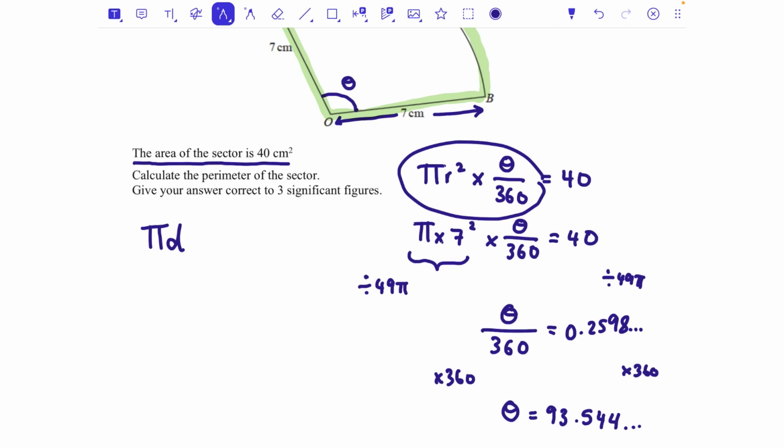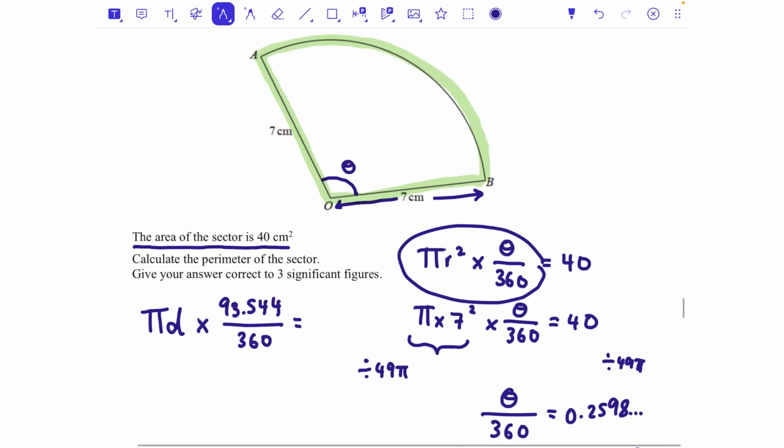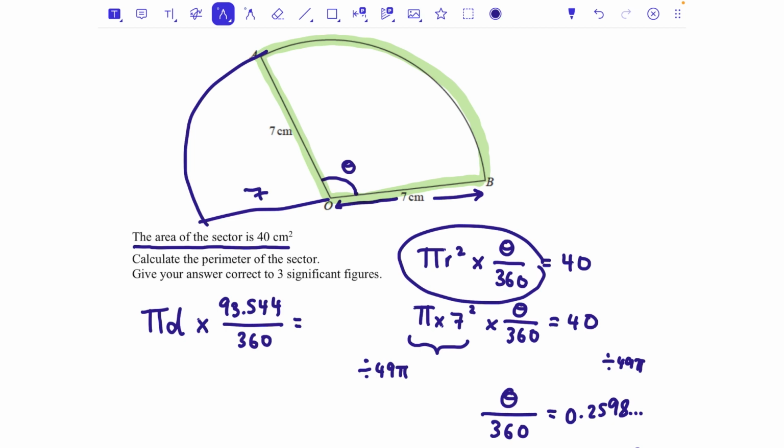So pi d times, now we don't need to use theta anymore, we can use 93.544 out of 360. I'm going to not round it, I'm going to use the answer in my calculator again, and we want to know what that equals. The diameter would be all the way across the circle. Imagine you had the whole circle there, it's going to be 14 all the way across because it's double 7.